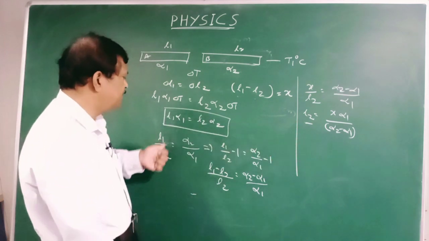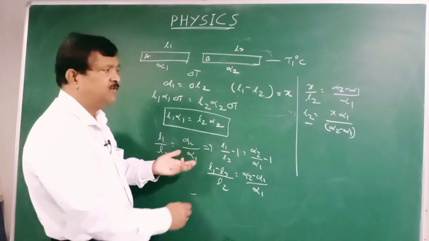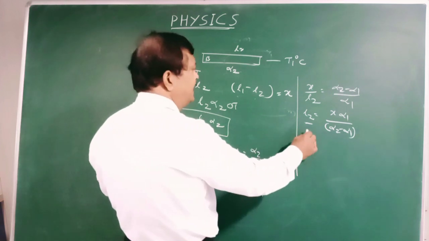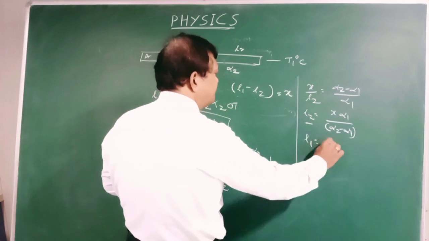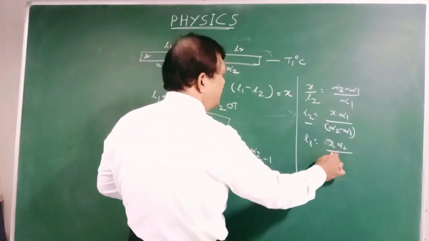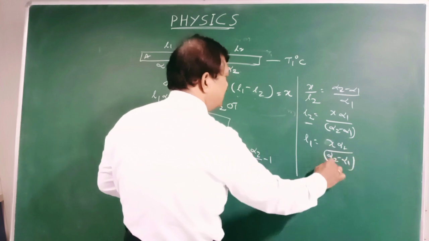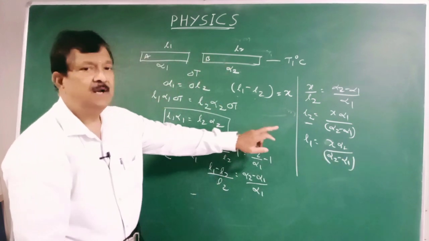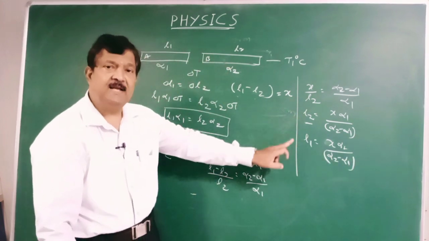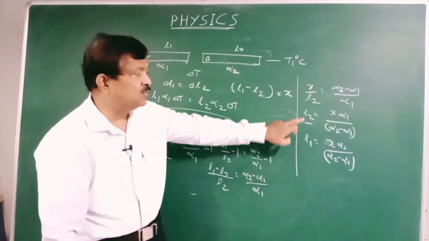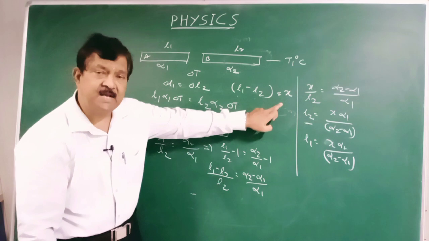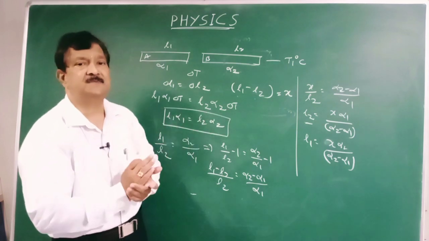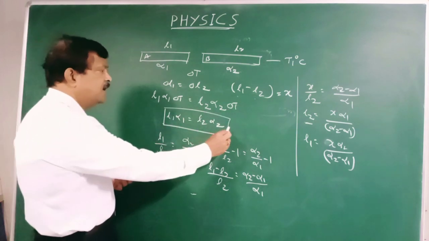Similarly, taking L2 by L1, that is equal to alpha 1 by alpha 2, and substituting here, you can write also L1 equal to x of alpha 2 divided by alpha 2 minus alpha 1. So we can use these two equations to get the lengths of the two rods, so that the difference between their lengths remains constant at all temperatures. So this condition we have to remember.